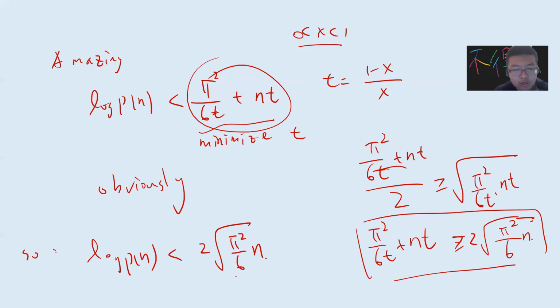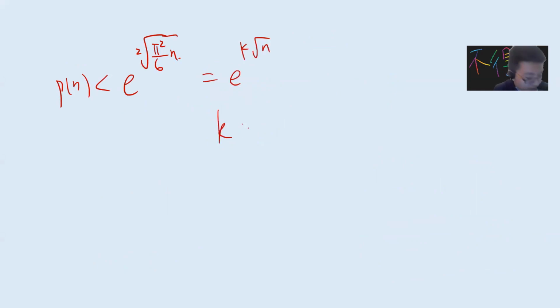Which means that p(n) is less than exponential of 2 times the square root of pi squared n divided by 6. Let's go back to see whether it's true or not. This is exponential of k square root n, and k is pi times the square root of 2 divided by 3. Yes, I think this is true. So we proved it. A very simple derivation.